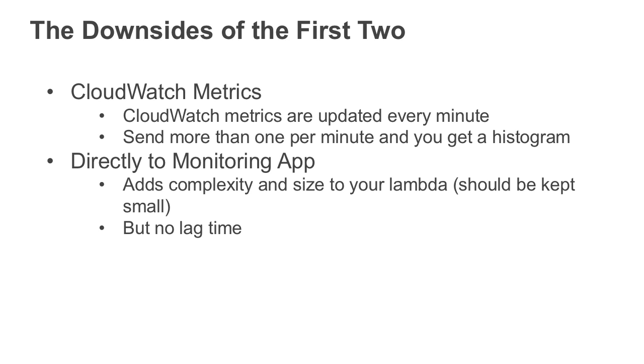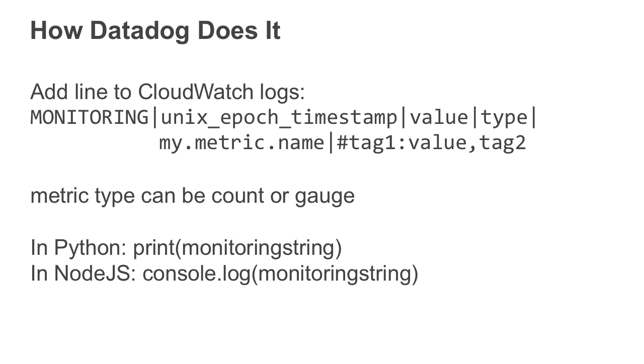With logging, you're also looking at a little bit of a lag time. We have about a 2-minute lag there, but we're going to collect all the metrics. So if you send 10,000 lines to the log, we're going to collect all 10,000 of those values. How do we do it? We basically tell you to add a line to the CloudWatch logs. And that line is always going to have the format of MONITORING, all in caps, followed by a pipe, and then the Unix epoch timestamp. That's the number of seconds since, I believe, January 1st, 1970. And then pipe, and then what the value is.